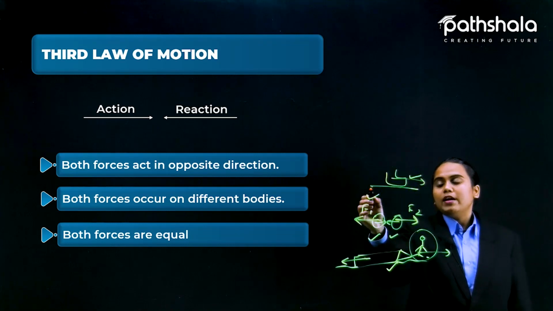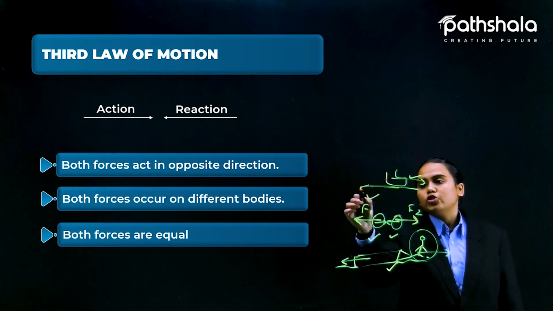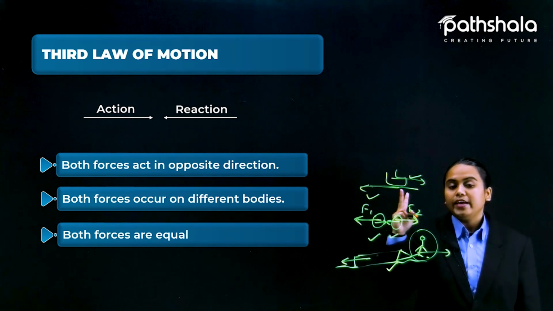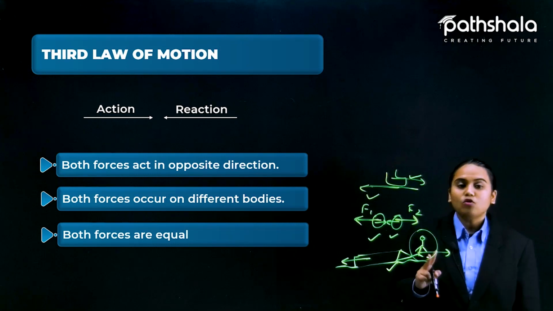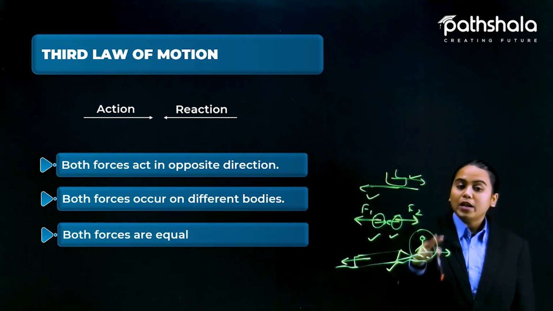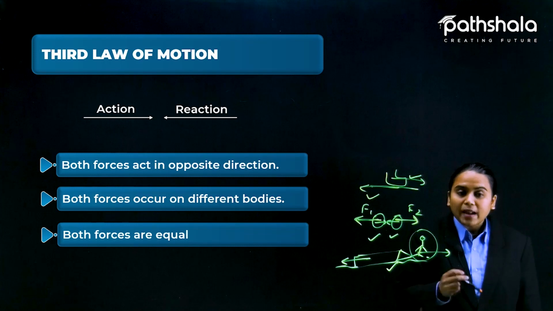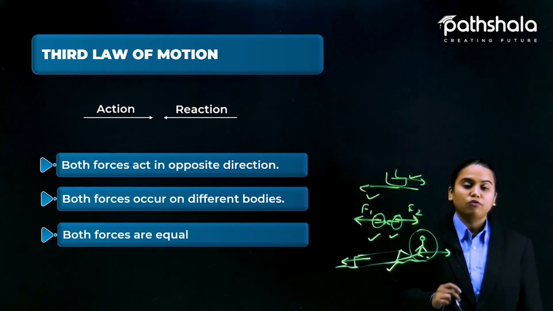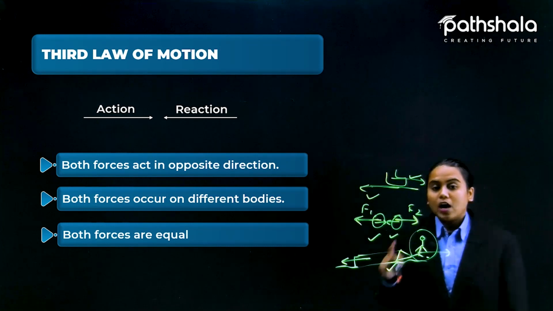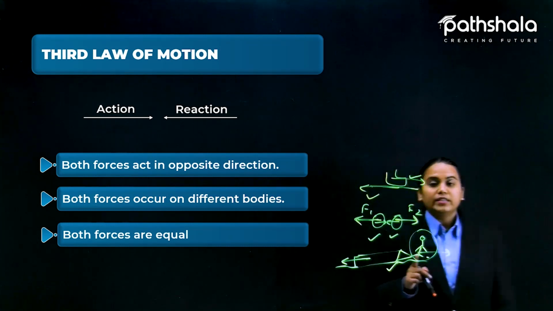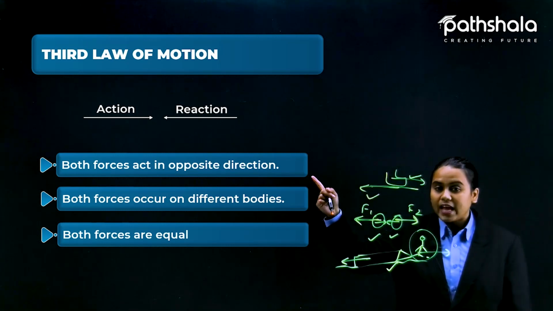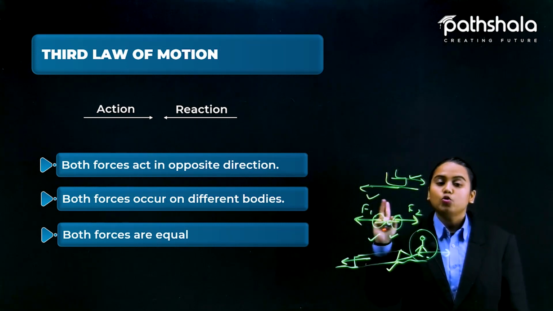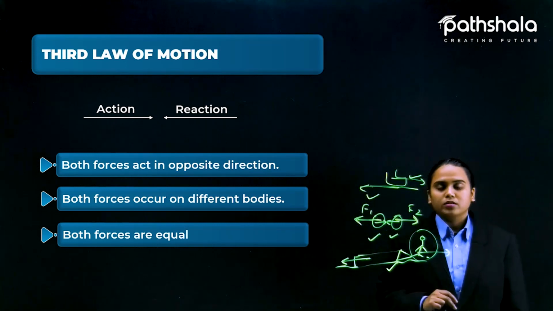You are moving forward and you are pushing the ground in the backward direction. But two bodies are working in all conditions and the force that is applied here will be equal. Whenever you apply a force on an object, the object is also applying an equal and opposite force to you. So keep in mind, students, that both forces act in opposite directions and both forces are equal, and there are two bodies on which this phenomenon works.